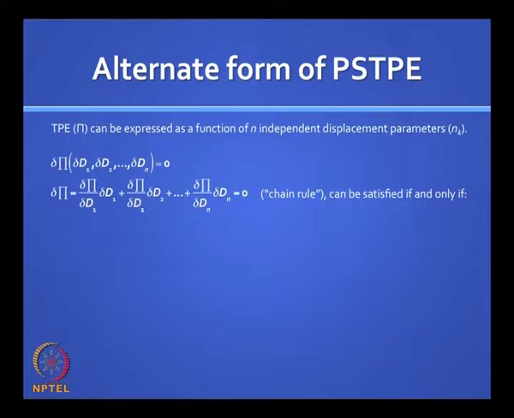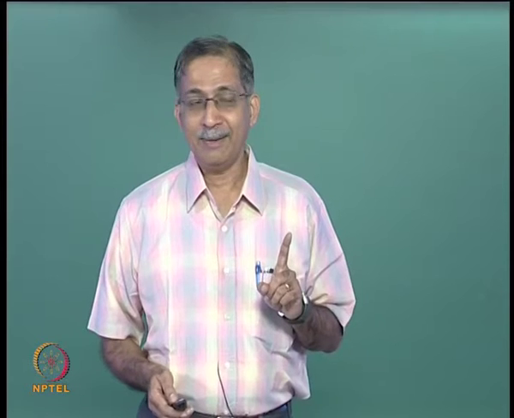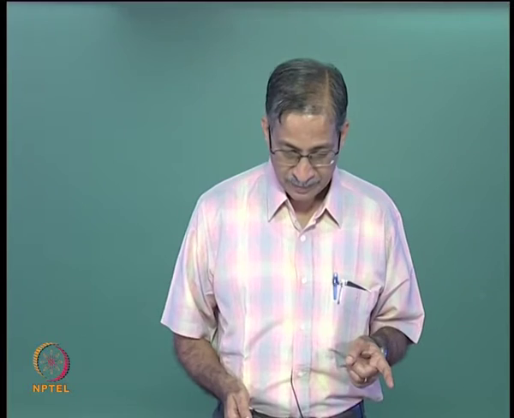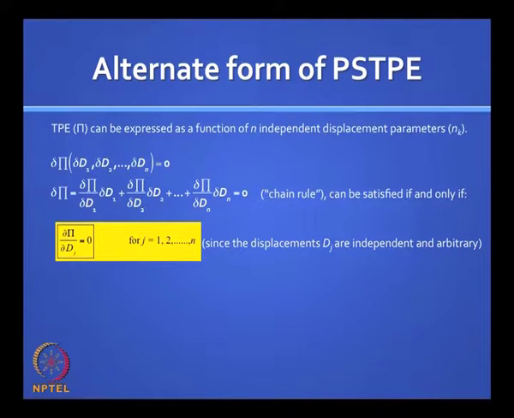And what does the chain rule say? If this condition has to be satisfied, each one of these terms should be 0 because delta d1 etc. are independent and arbitrary, right? And if you do that, that one equation multiplies into large number of equations, as many as there are degrees of freedom, and you shift from a variational calculus formulation to a partial differential equation. So dou pi by dou dj is equal to 0 for j equal to 1 to n. So this is a better form for engineers to work with.